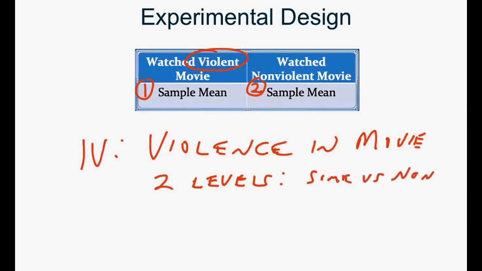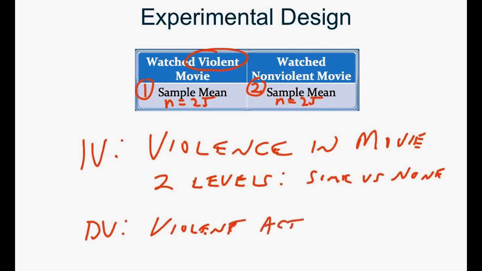Then we would say we had 25 kids in each group, so we're going to have an N of 25 and an N of 25, and we would get the average amount of violence exhibited in those two groups. That would be our measurement of the DV. We're going to call that violent acts, the number of times a child shoved another or argued with another, or however we define violence for our experiment.